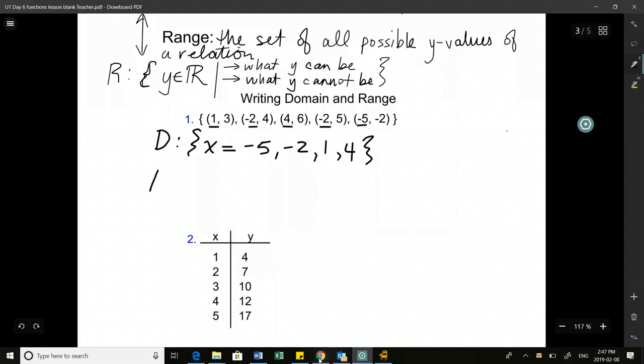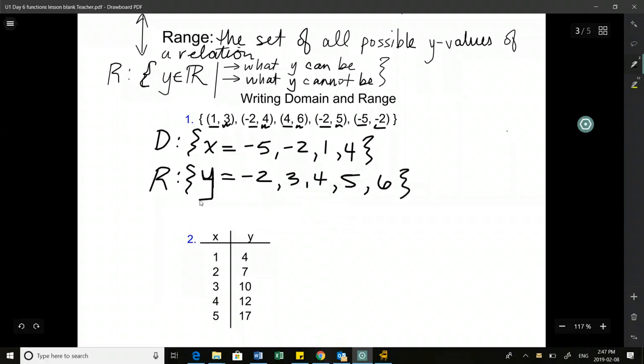All right, so range, and then Y values, lowest to highest, no duplicates. So these guys are what I'm looking at here. -2, 3, 4, 5, 6. And close up your curly bracket. Okay, so this is the format that I will use for a set of points.